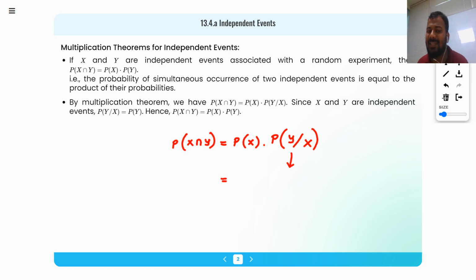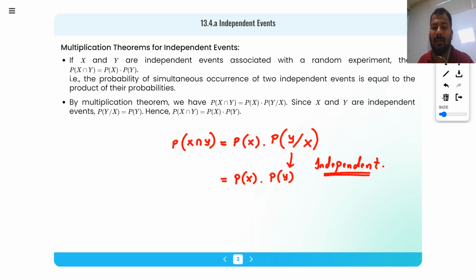So I can say probability of the first event times, this can be written as the probability of the second event when it is independent. This is very important, when it is independent. So what is the formula for independent probability? That is nothing but probability of one and the other is given by the probability of the one times the probability of the other. That's what we are going to see in independent events. So it has been completely derived from the multiplication theorem.